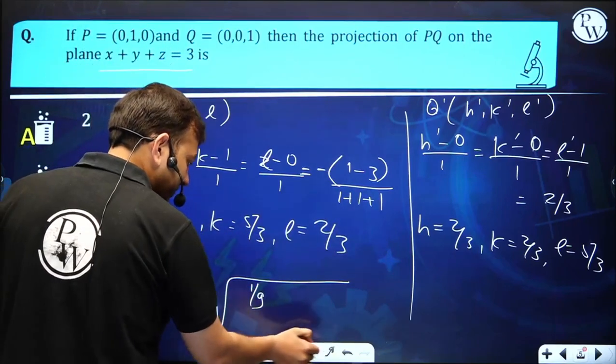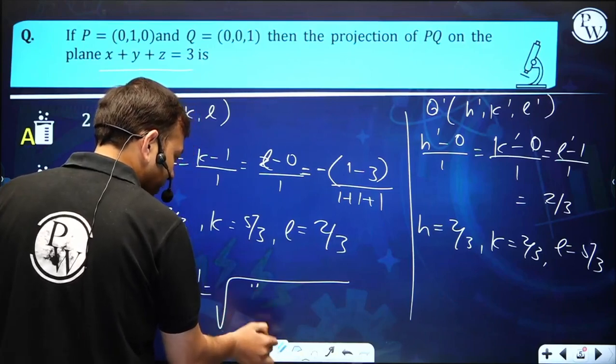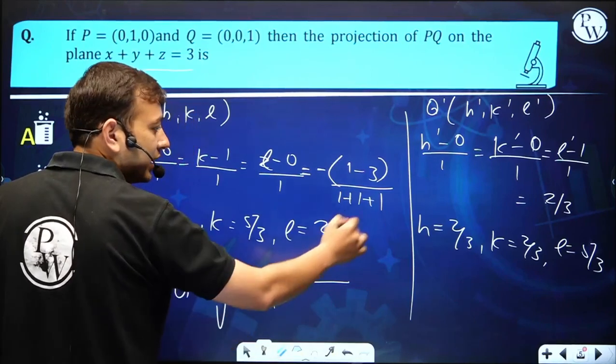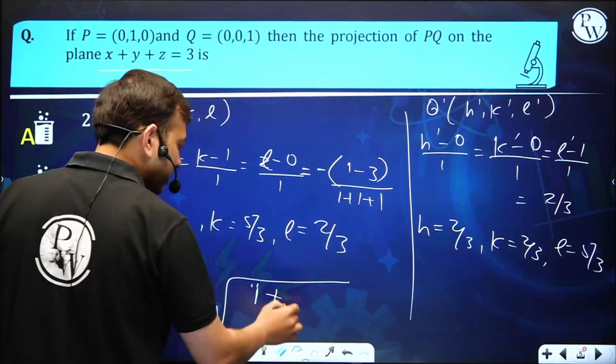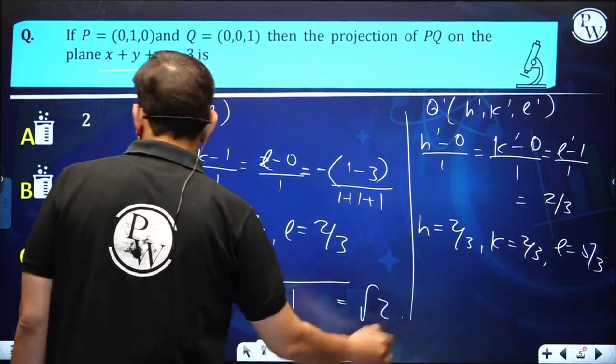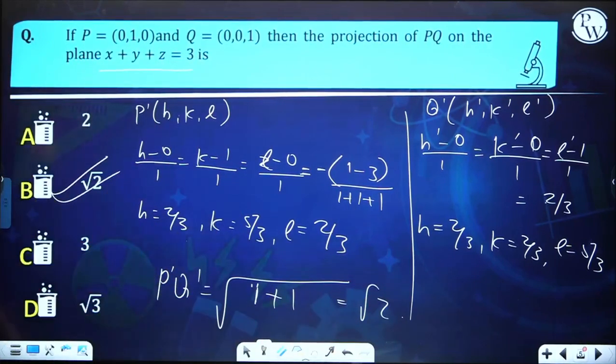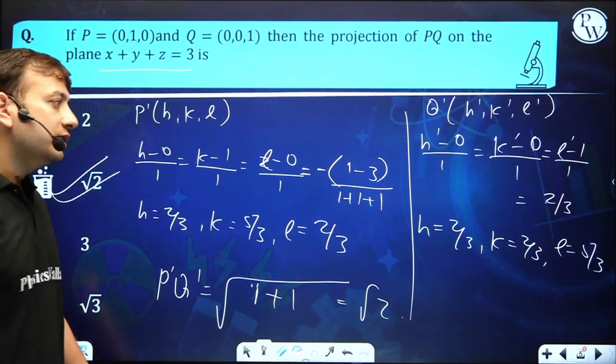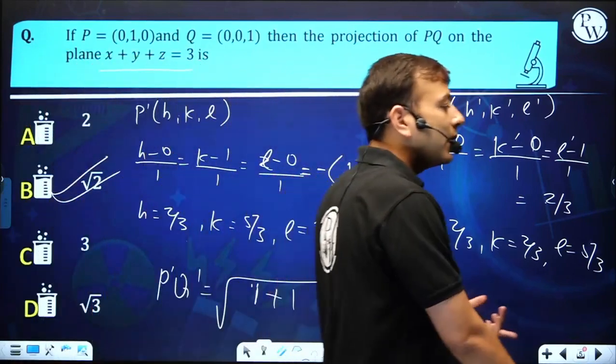So 1 will come. You will get 1 square. And again, 2 by 3 minus 5 by 3 is 1. So the answer will become root 2. B option. Answer will become root 2. In this way, sir. Quite simple.